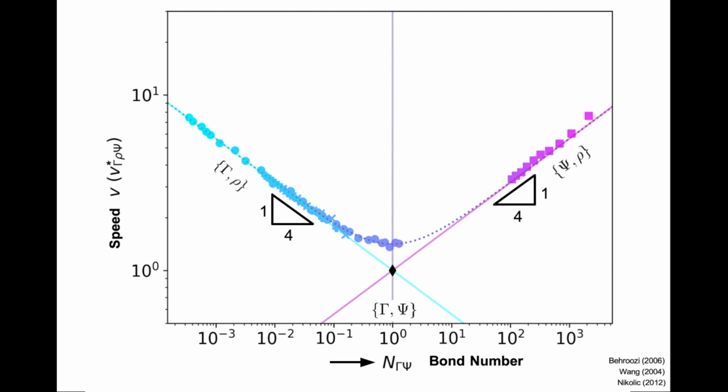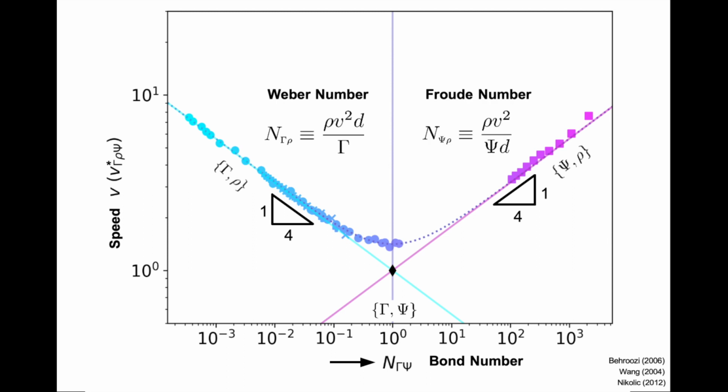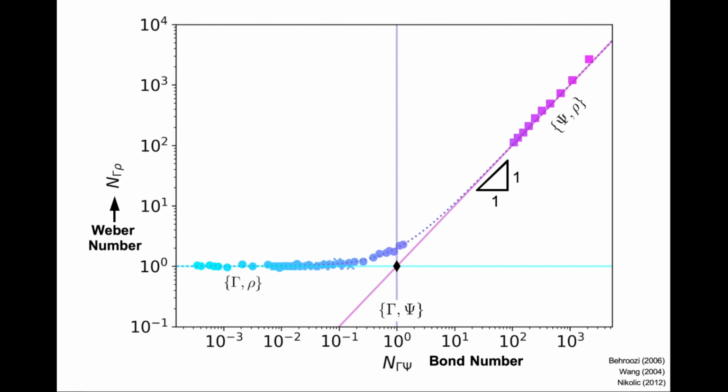Can we select a new vertical axis that would provide a right angle too? Yes, we have two choices. On the capillary side, the dimensionless number is the Weber number. On the gravity side, it is the Froude number. If we choose the Weber number for the vertical scale, the inertial capillary regime becomes a horizontal line. And you can check that the gravity regime corresponds to a Weber number growing linearly with the bond number.